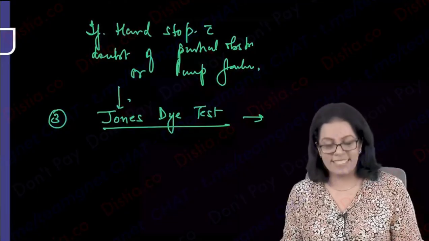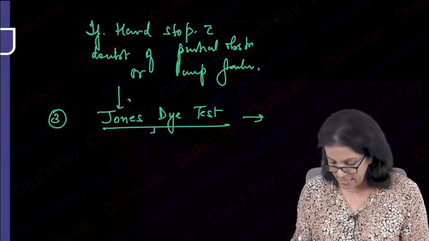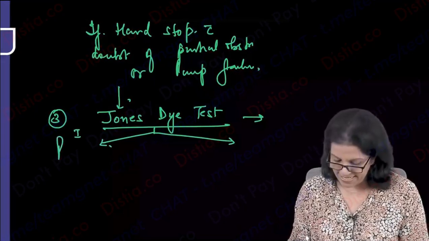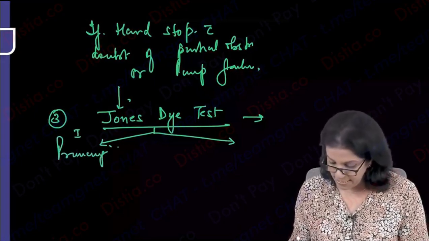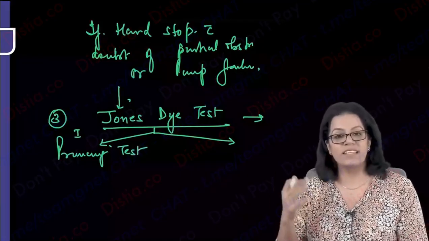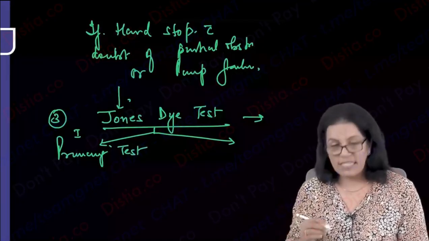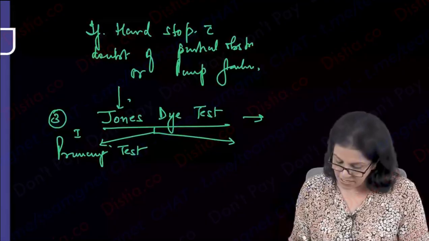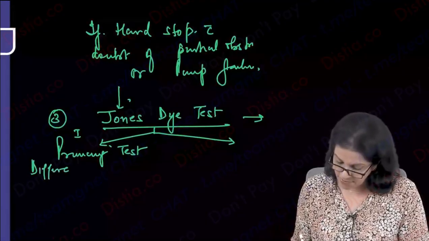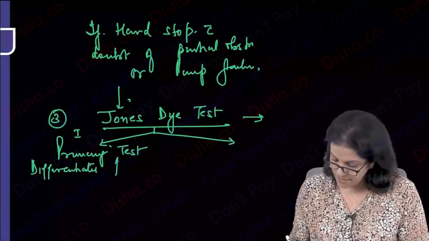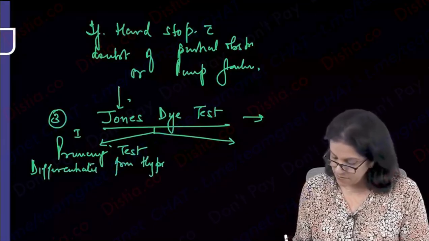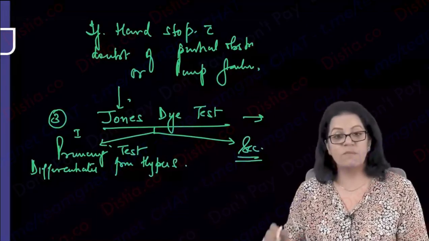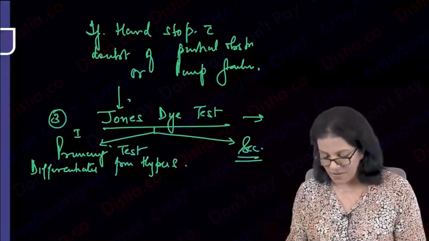Now what is Jones dye test? Jones dye test is 1 and 2, right? 1 is your primary test. Now primary test will tell you whether the watering this patient is having is either due to hypersecretion or is it an epiphora. So primary test differentiates from hypersecretion. Right? So let's first understand this, and then there is a secondary test which is only done when primary is negative. So let's understand one by one.